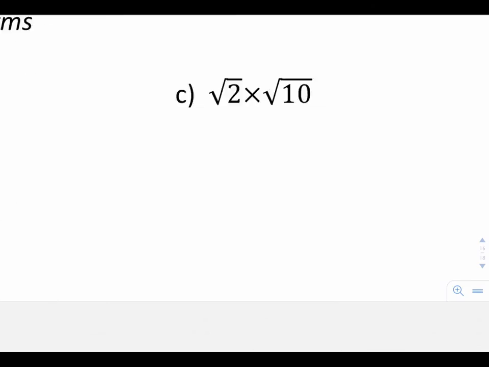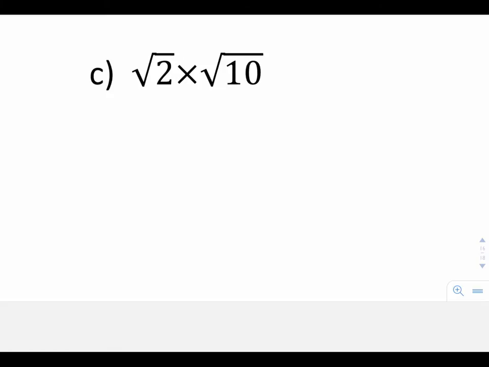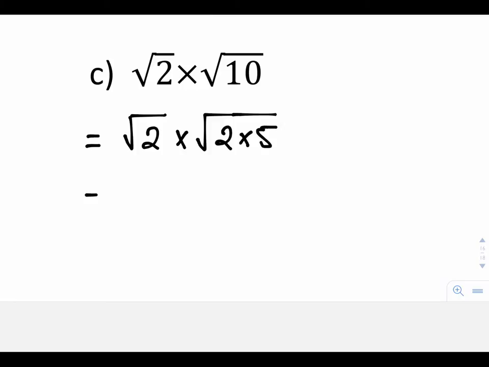For C, I have 2 times root 10. Now, root 10 and root 2 do not have any perfect squares as factors, but if I rewrite my root 10 as root 2 times 5 and break it up, I have root 2 times the square root of 5.